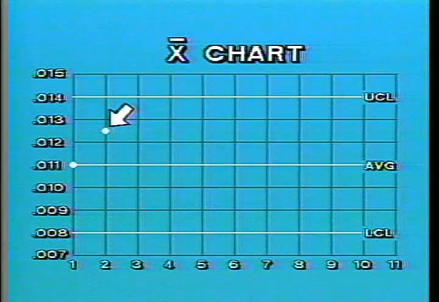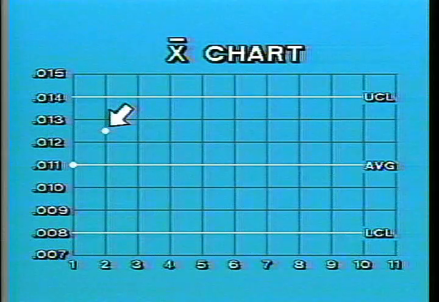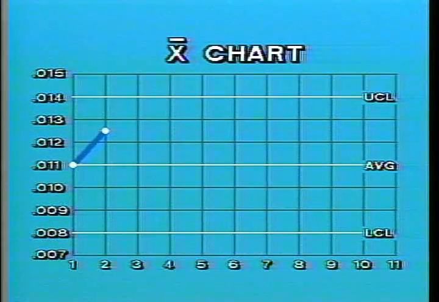Groups are to be taken every 30 minutes. A second subgroup of parts is measured a half hour later, and the values averaged. In our example, the value is 12.5 thousandths. The chart is marked at the point where the number 2 line on the timeline intersects the 12.5 line on the vertical scale line. The two points are then connected together with a straight line. This process is continued all during the production run.